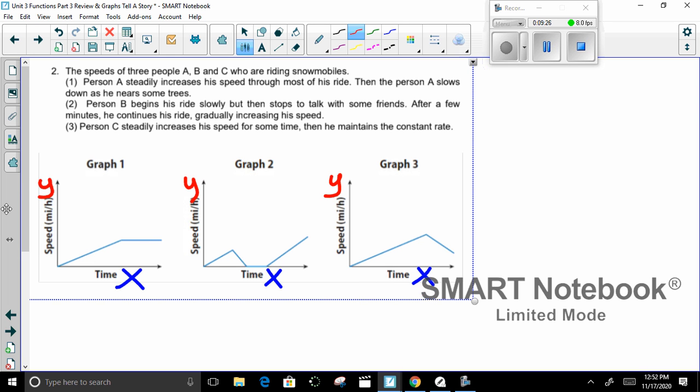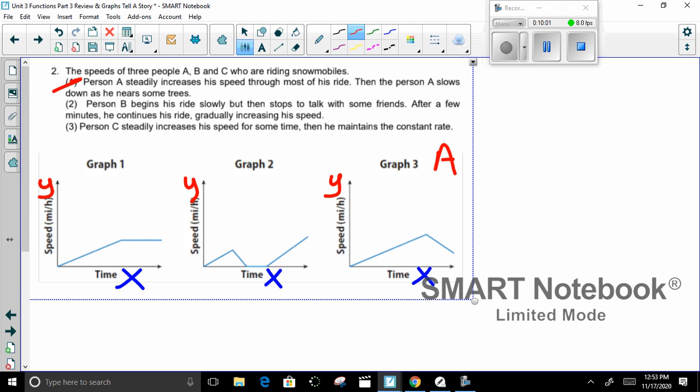Person A steadily increases his speed through most of his ride. Then person A slows down as he nears home. So his speed should be going up, and then his speed is going down. Which one do you think is person A? Hopefully you picked the last one. Person B.